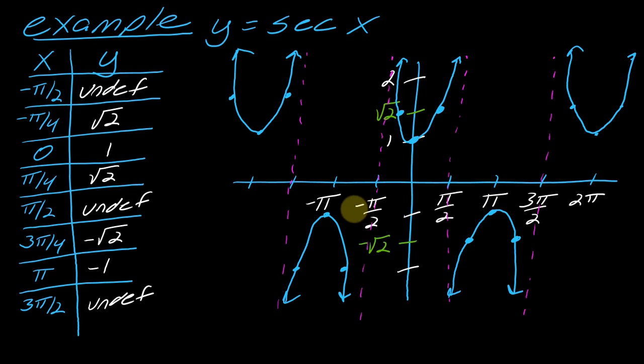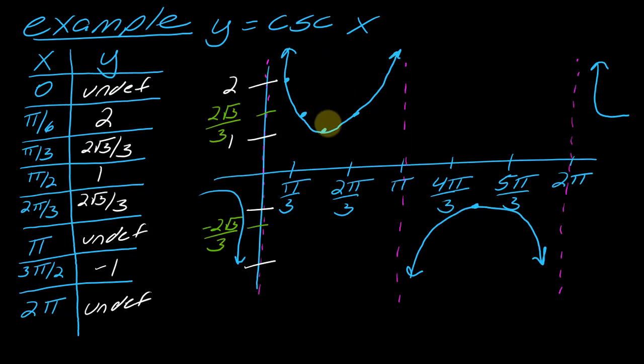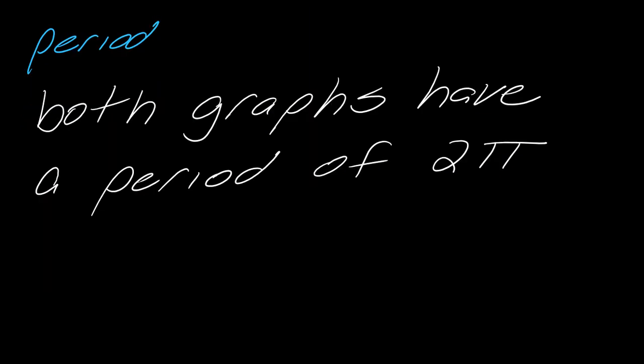Okay, so let's talk about the period of these graphs. These graphs do have a period. So notice how it's repeating: up, down, up, down. That is the period that we're looking for. So secant definitely has a period, as does cosecant. It's down, up, down, up. This repeats itself. And the period for both graphs is 2 pi.